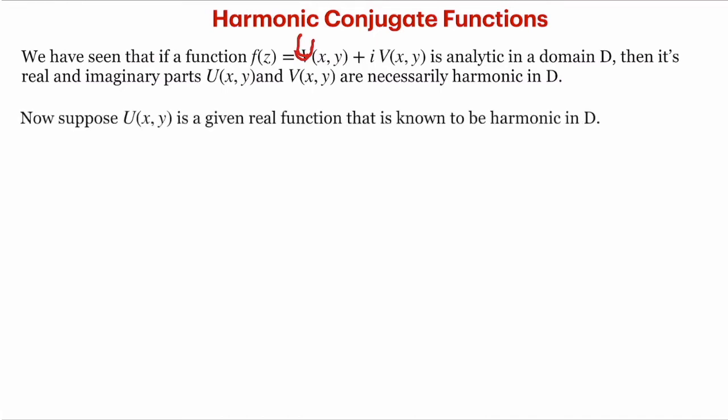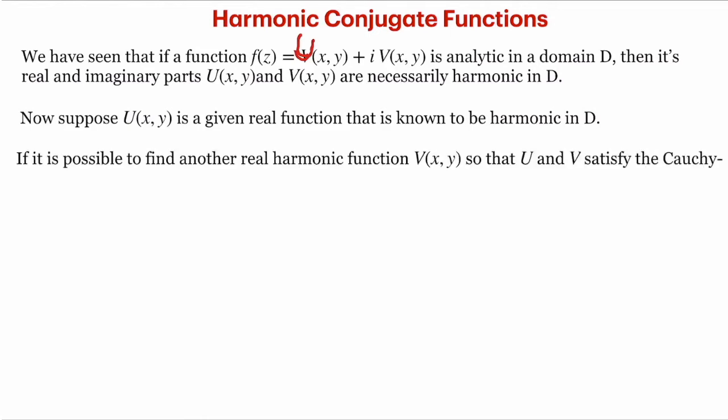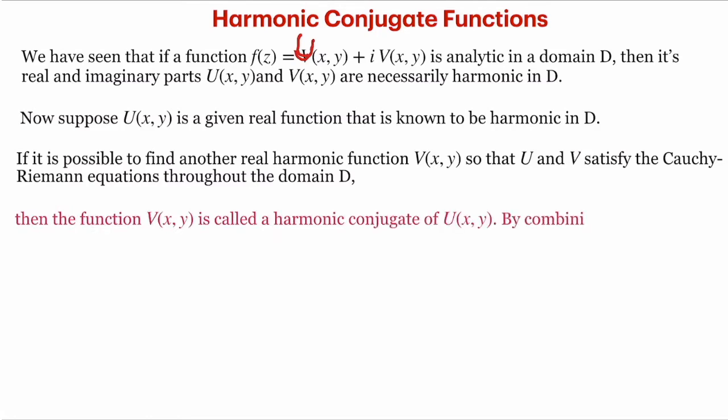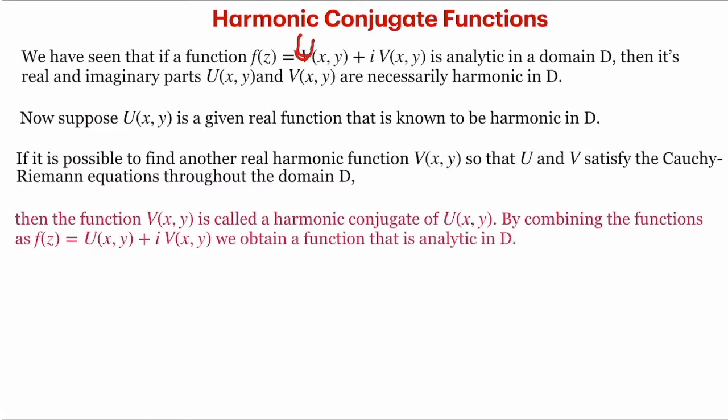Now suppose we are given only one function u of xy, and in a given domain it is harmonic. If it is possible to find another harmonic function v of xy such that both u and v satisfy the Cauchy-Riemann condition throughout the domain D, then the function v is called the harmonic conjugate of u. By combining these two functions, f of z is equal to u of xy plus i times v of xy, we obtain a function which is analytic in the domain.